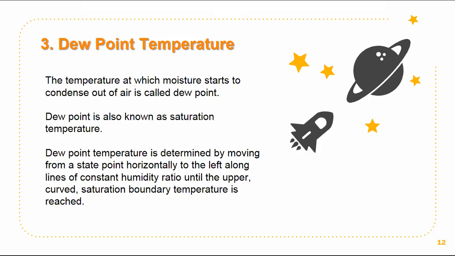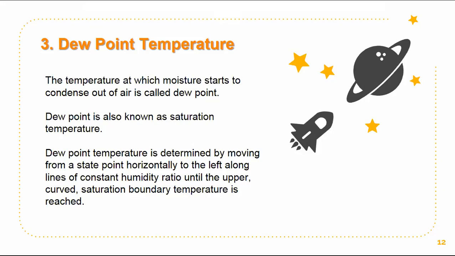There won't be any dew that will form on the test surface, whether it's a watch glass or a metal, if the saturation point of your air-water vapor mixture was not reached. So that is why it's called the saturation temperature. Now, dew point temperature is determined by moving from a state point horizontally to the left.